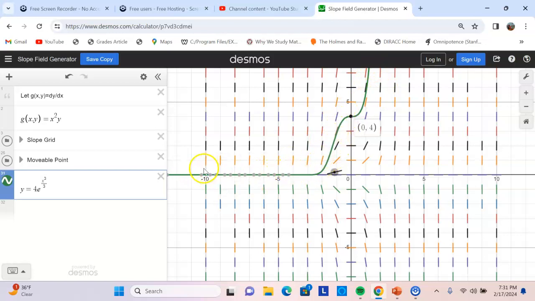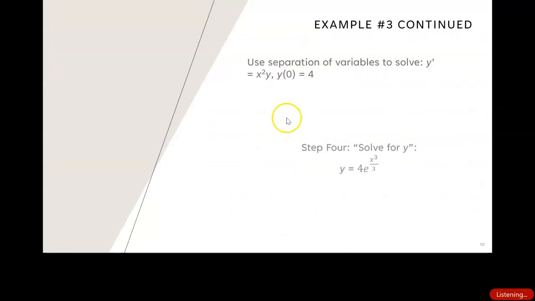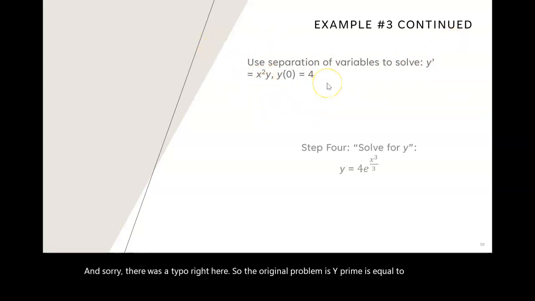You can see it matches right here, and the reason it doesn't look like it matches is because you've got horizontal slopes right around here. So it's going really, really slow. And eventually these slopes are not zero, they're slightly positive. And then you just continue to grow and grow and grow, and you follow the slopes. And sorry, there was a typo right here. The original problem is y prime is equal to x squared y when y of 0 is equal to 4.